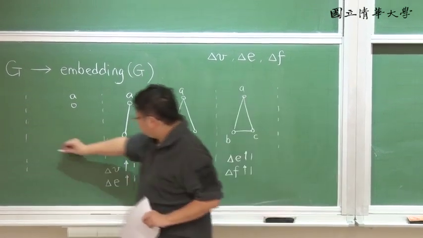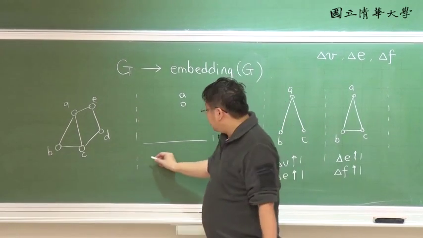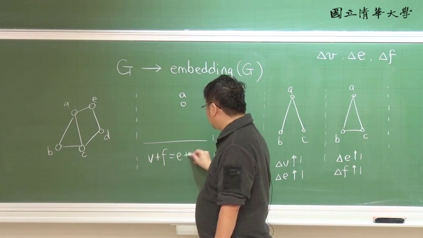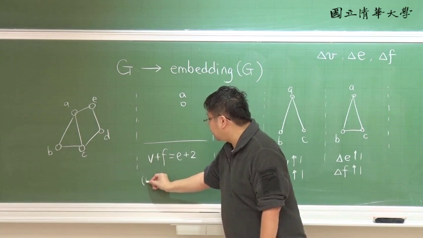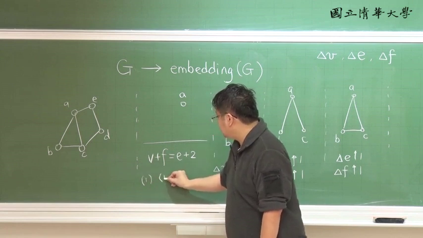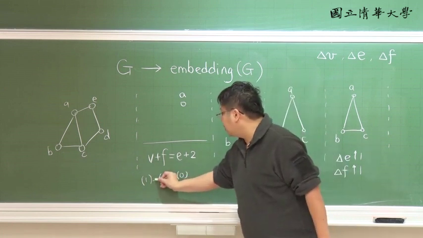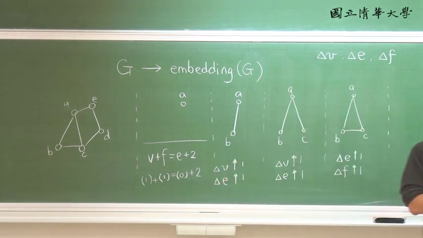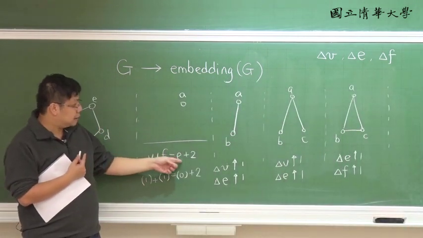Okay, now let's look at this graph. This graph obeys the formula V plus F is equal to E plus 2. This obeys this formula because the number of vertices is 1, the number of faces is 1, and the number of edges is 0. So 1 plus 1 is equal to 0 plus 2. If you're okay with this, could you please raise your hand? Okay, good.